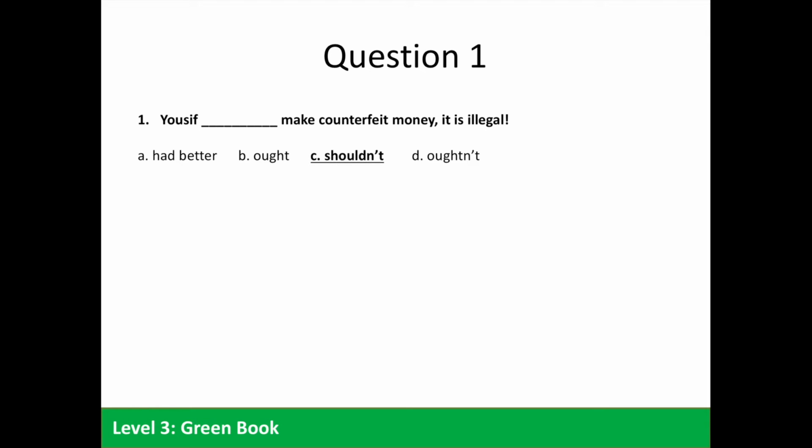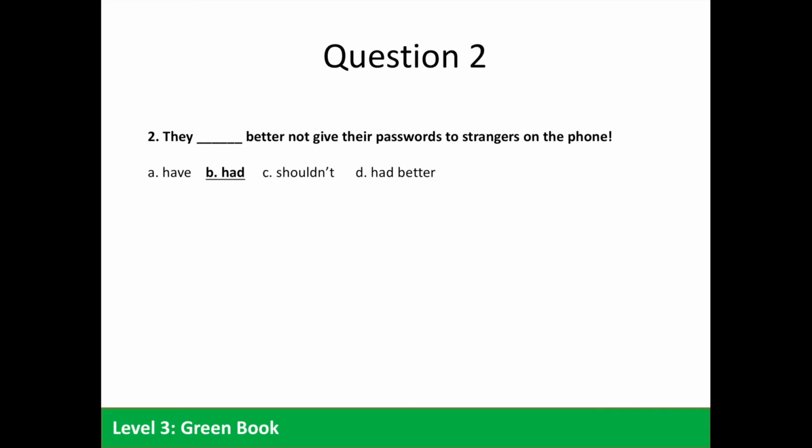Question 1. Yusuf blank make counterfeit money. It is illegal. Again, because it's illegal, it's something we do not want to do. So we need the negative, and C, shouldn't, is our answer. Question 2. They blank better not give their passwords to strangers on the phone. Again, we have a clue. In this statement, we have better. We know that it connects with had, so B is the correct answer.